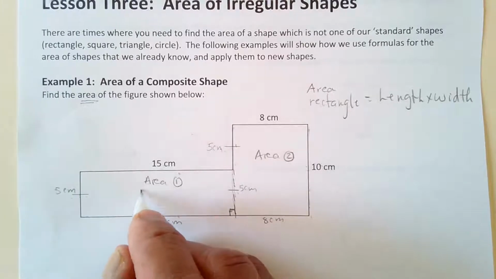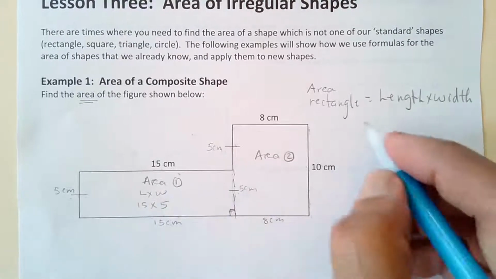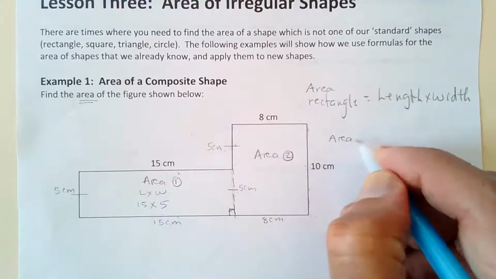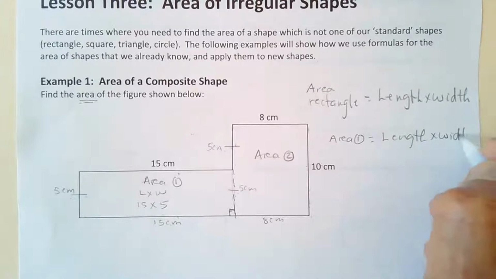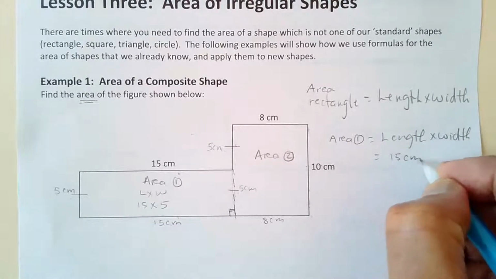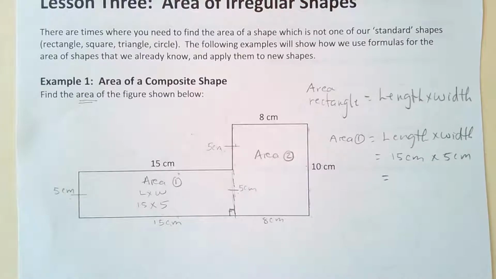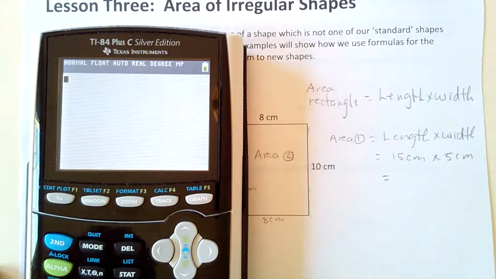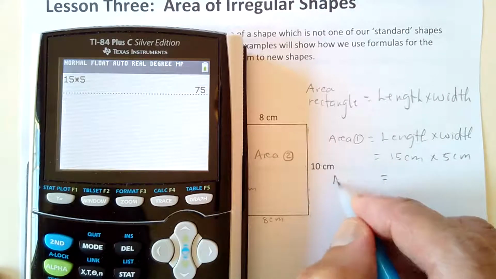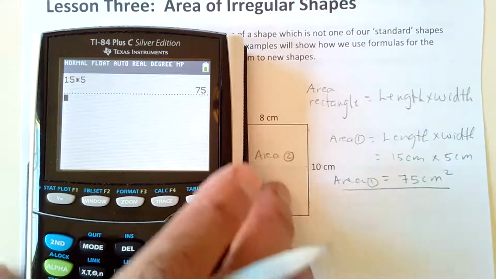So area 1, length times width, is 15 multiplied by 5. So let's work it out here. Area 1, length times width, is equal to 15 centimeters multiplied by 5 centimeters. Let's get on my good calculator here. 15 times 5 gives me 75 square centimeters. So area 1.